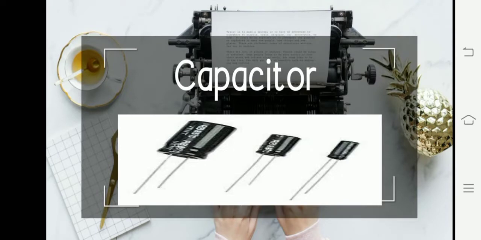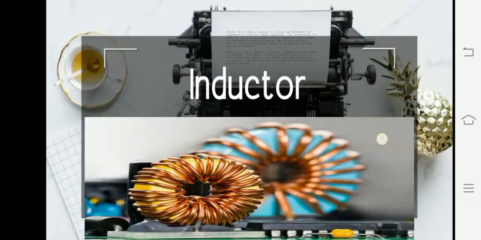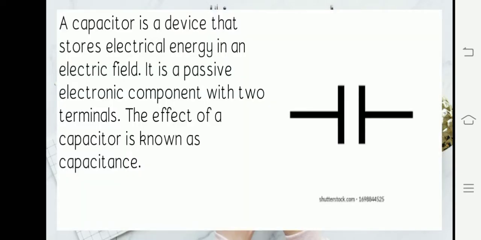Next is capacitor. Capacitor is a device that stores electrical energy in an electrical field. It is a passive electronic component with two terminals. The effect of a capacitor is known as capacitance. Here is a symbol. And the importance of capacitor.